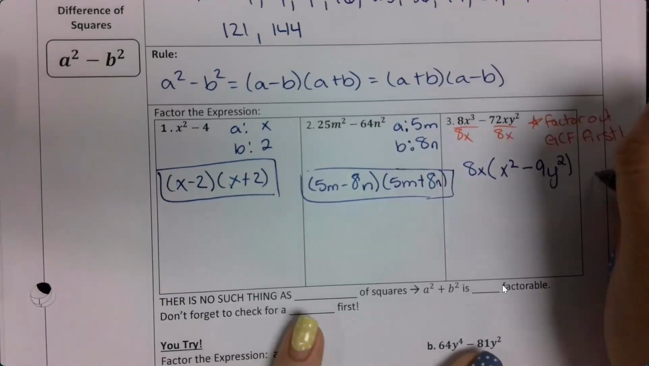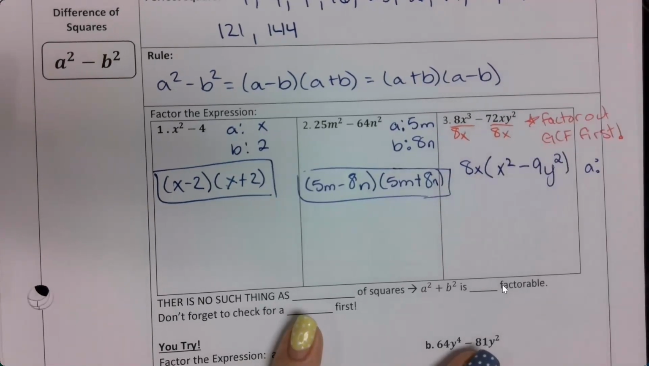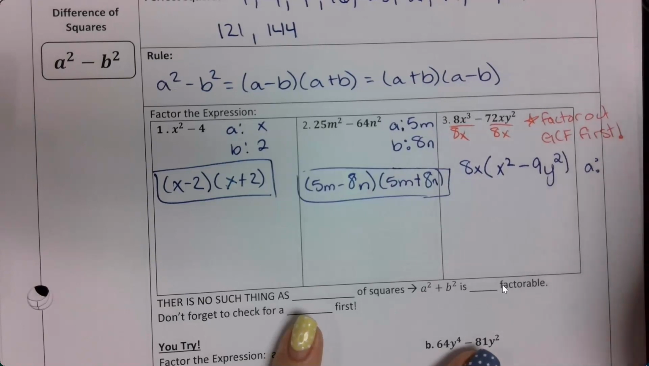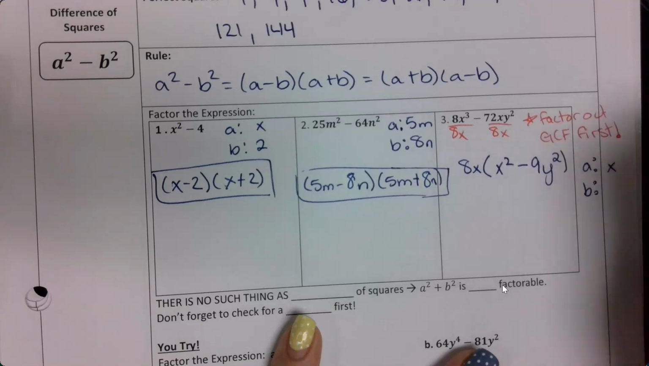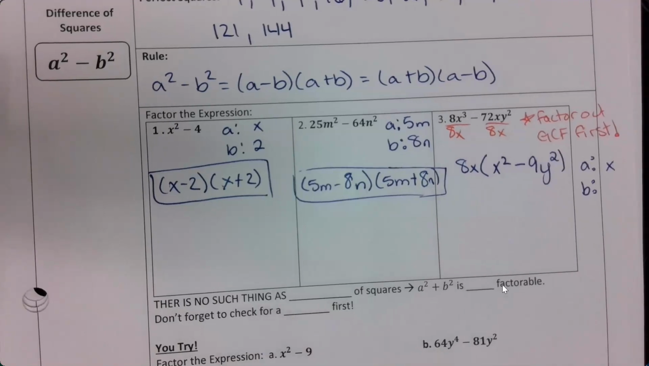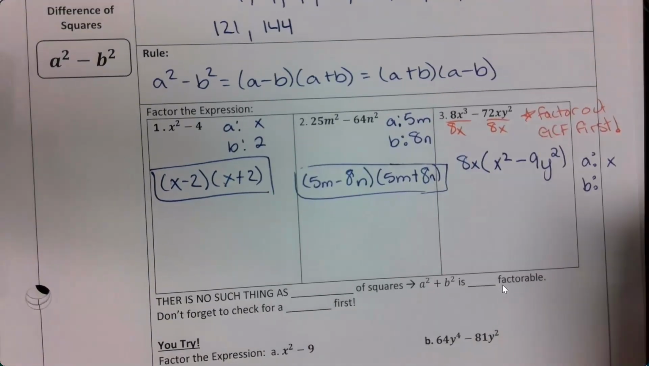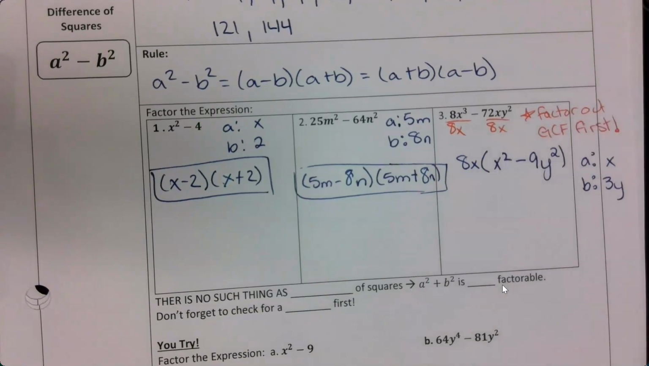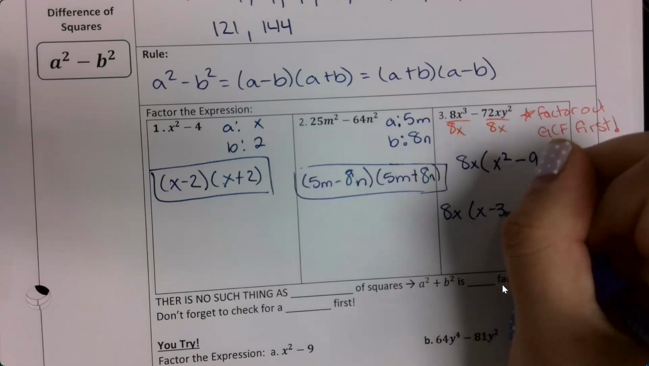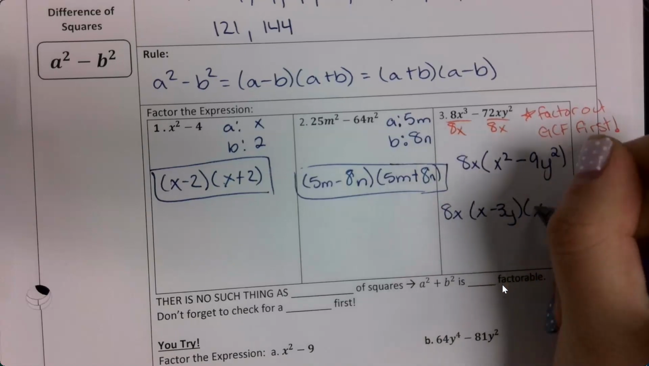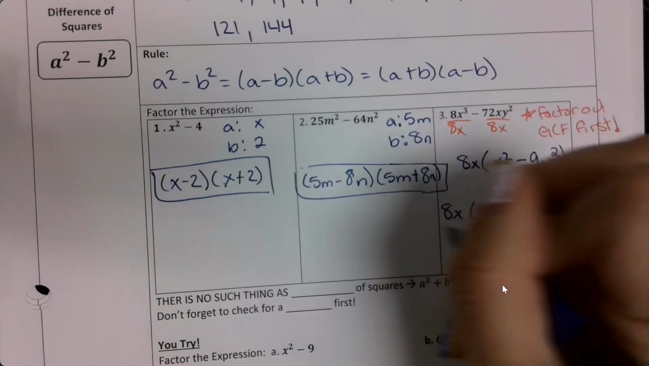Okay, so now what is my a value? What's the square root of x squared? And the square root of 9y squared? So then I'm still going to have my 8x up front, and then I'm going to have x minus 3y, x plus 3y.